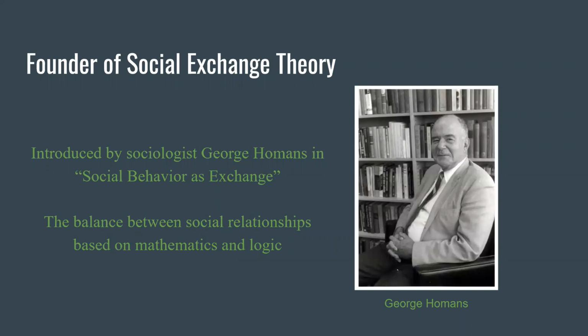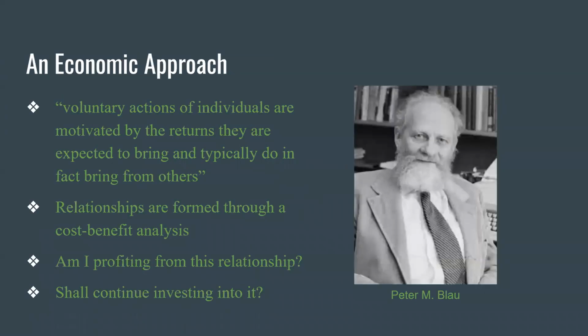The social exchange theory was introduced by sociologist George Homans in his article entitled Social Behavior as Exchange. In this article, Homans argues that the balance between social relationships is often based on mathematics and logic rather than emotions. Later, sociologist Peter Blau explains the theory using economic terms.